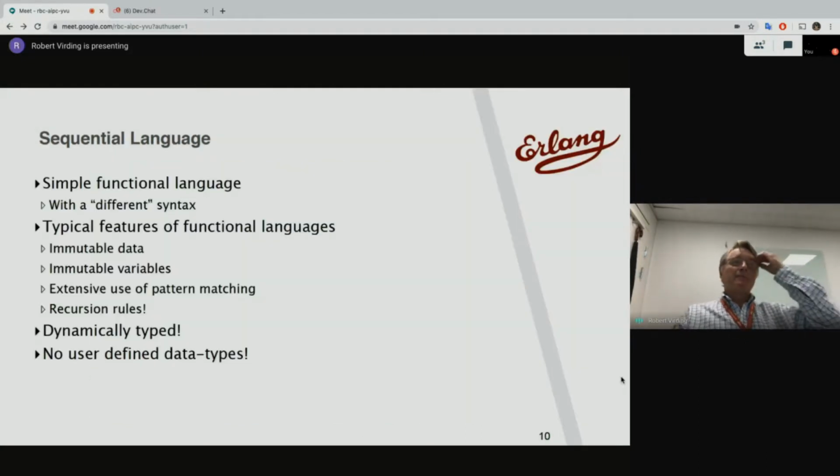So where did we end up? So we have a sequential language. It's a simple functional language. Nothing really strange about sequential Erlang. It's got typical features of functional languages. It's immutable data, immutable variables, pattern matching, typically no loops, but recursion rules. The main differences might be it's dynamically typed, and there are no user-defined data types. This had very much to do with the code loading, dynamic code handling.